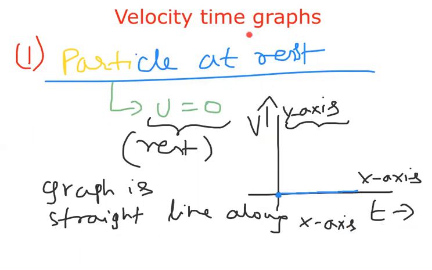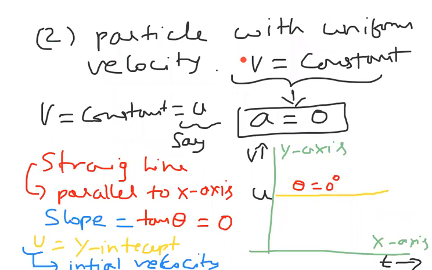So this is the situation for rest, taking velocity on the y-axis and time on the x-axis, velocity-time graphs. Next, the second condition we discussed: particle with uniform velocity. Particle with uniform velocity means velocity is constant, acceleration value is 0. So velocity is constant and that value is what we have written, u. Initially the velocity is u. This value is always constant.